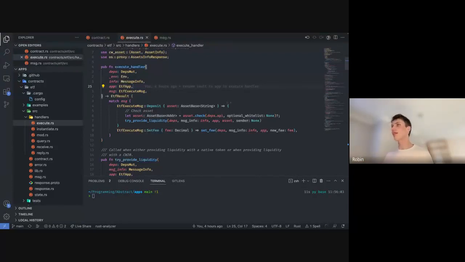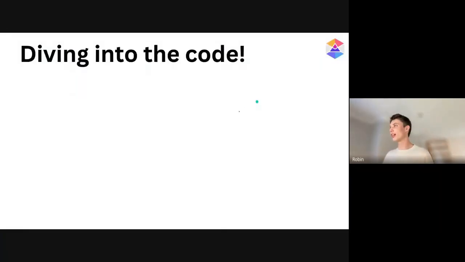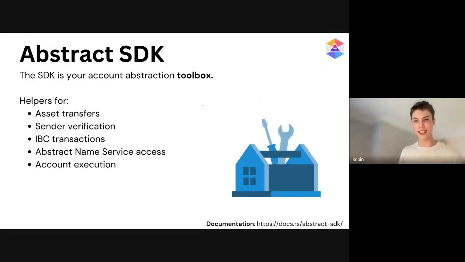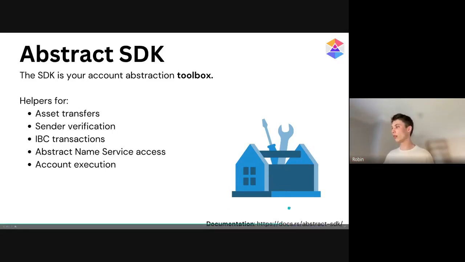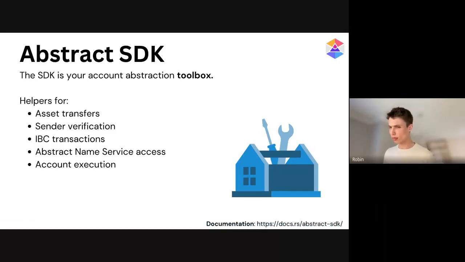So at this point, I want to jump back to the slides and talk a bit about our abstract SDK and how you can use it to really supercharge your development in CosmWasm. So the abstract SDK, you can think of it as your account abstraction toolbox. So we have helpers for doing asset transfers, for verifying if a sender is an abstract account, to do IBC transactions, to access our abstract name service, and to do account execution. We also have documentation for it available, which we tried our best to give you a good overview of how to start working with it.